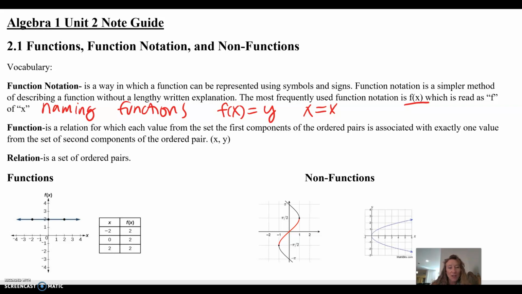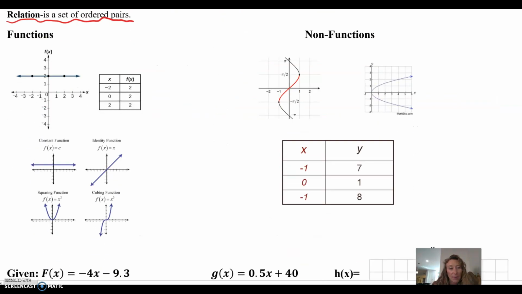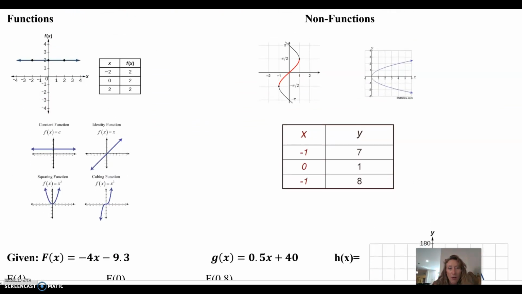A function is a specific type of relation, and relations are just a set of ordered pairs. A function is the relation where each x value has exactly one y value. Let's take a look at some functions versus non-functions to clarify that idea. On the right-hand side are non-functions, and on the left-hand side are functions.